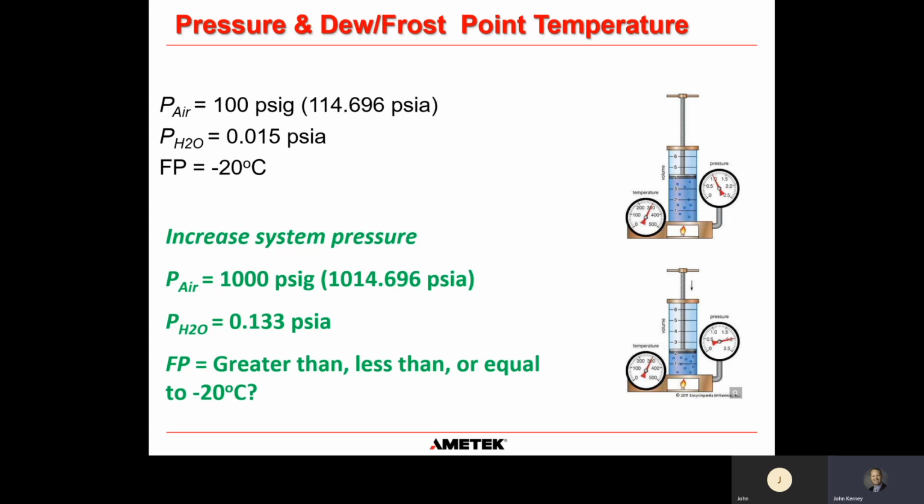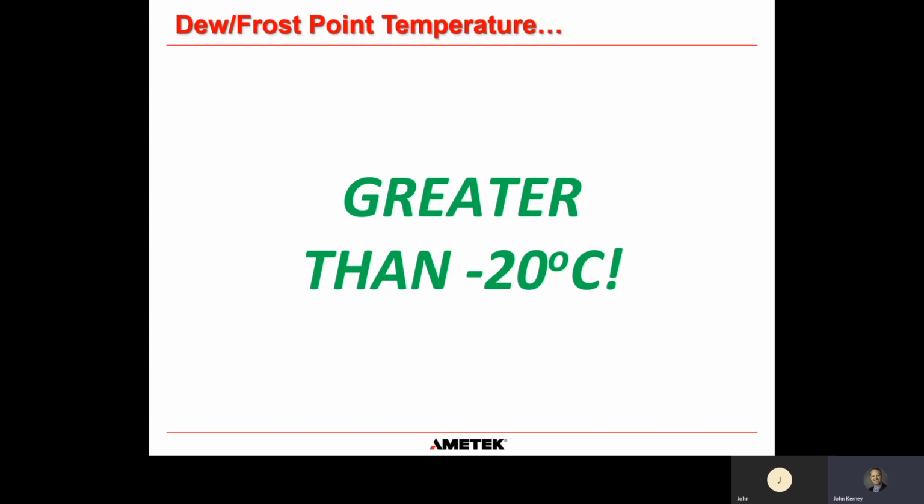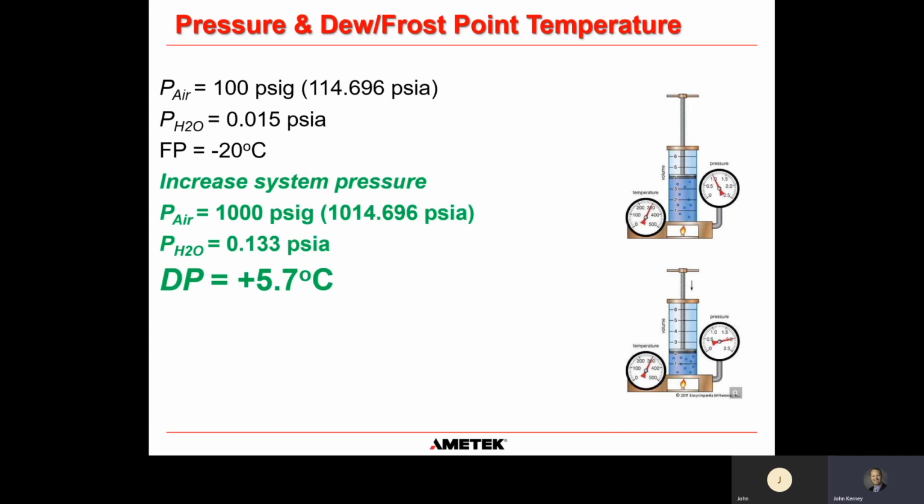Again, we'll open up a poll question on the chat window, and I'd appreciate it if you do that or comment in the chat. We have a few folks weighing in on the chat that are all correct, which is good to see. What happens to the frost point in this example is it ends up being greater than minus 20 degrees C. So why is that? Well, we raised the vapor pressure of water from 0.015 psia to 0.133 psia.